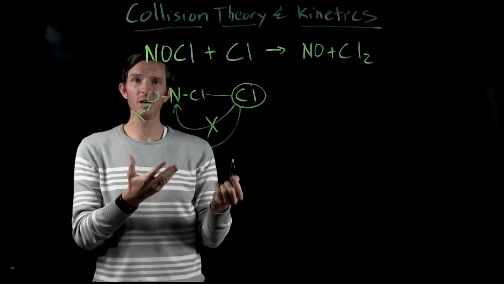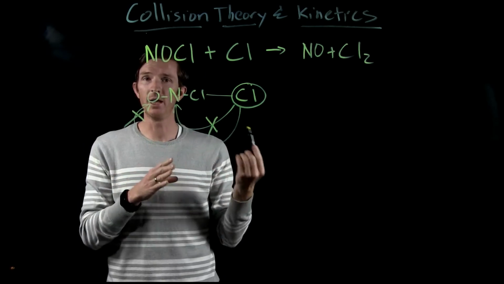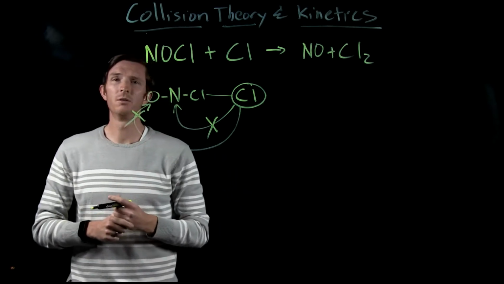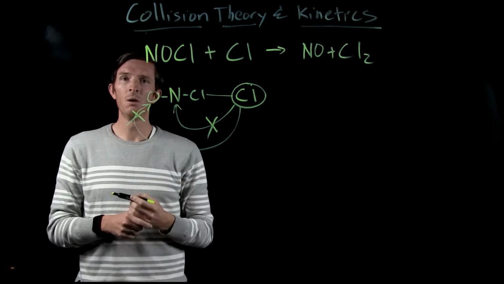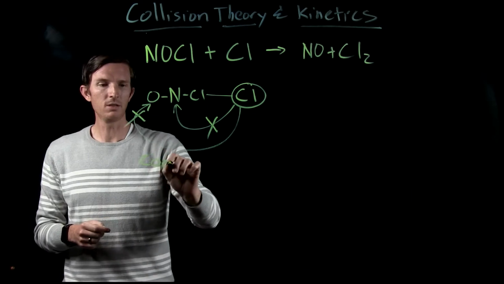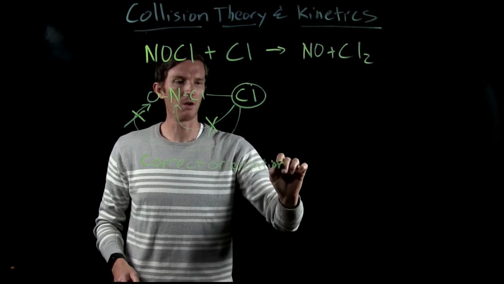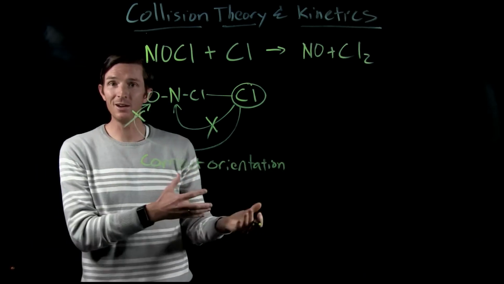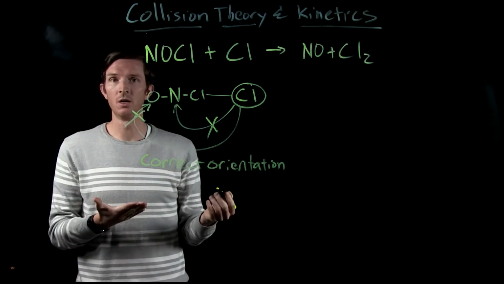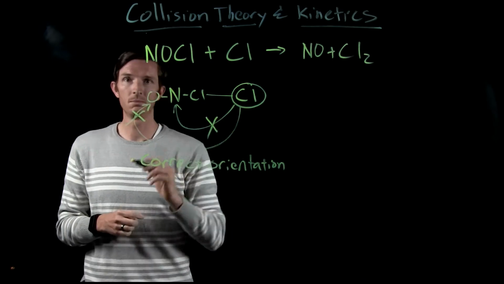So in order for this reaction to happen, it's not only going to have to collide with enough kinetic energy to overcome the bonds and start bond formation with our new chlorine, but it also has to collide with the correct orientation. We need the correct orientation along with enough energy in the collision, which we define as our activation energy. So it's got to collide with enough energy to make that reaction happen.